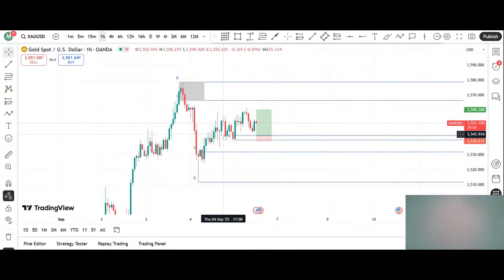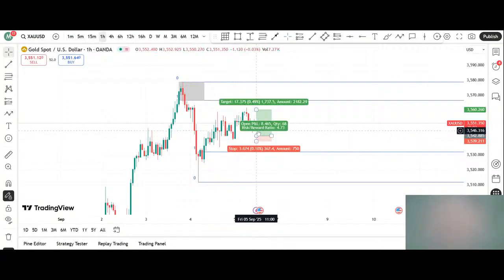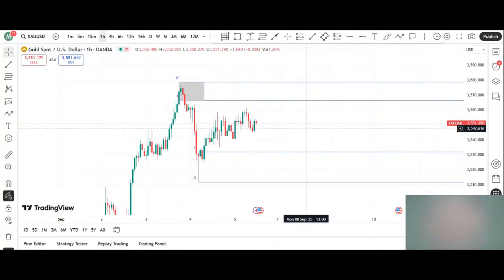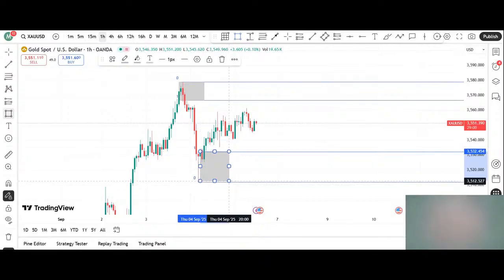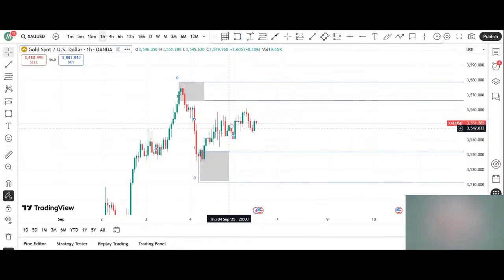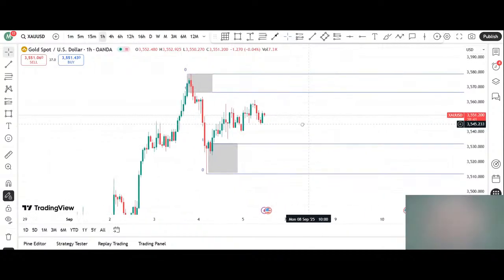Now I've seen this: middle of nowhere scenario on gold. Do you know what I mean? And then NFP will be the catalyst to get the move up or the move down, essentially. So that's what we're going to wait for, NFP, for the movement on gold.